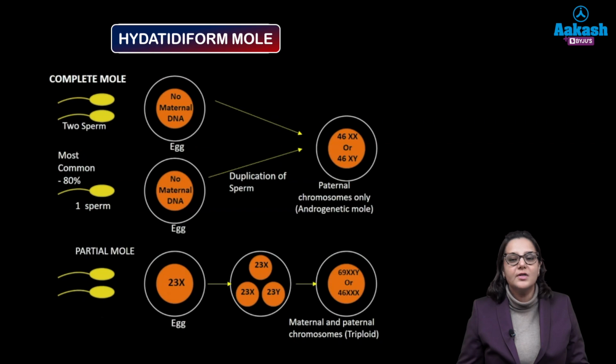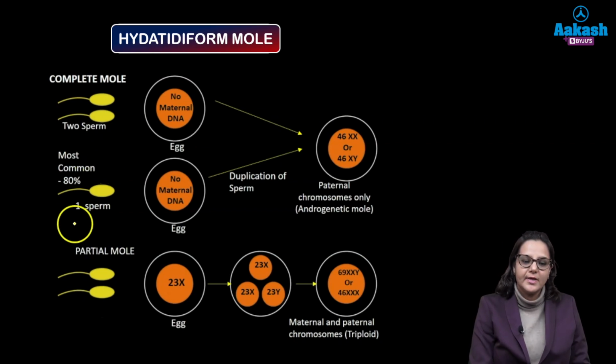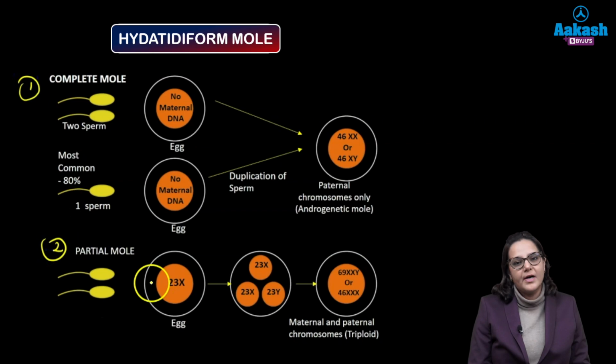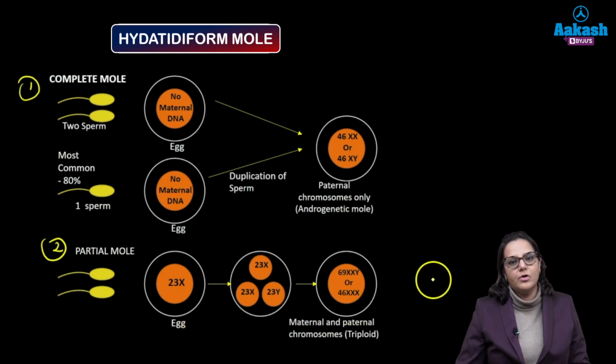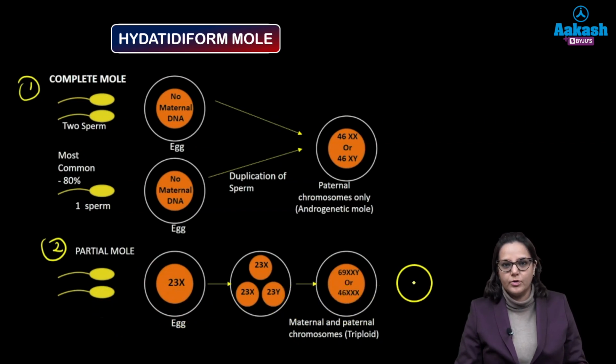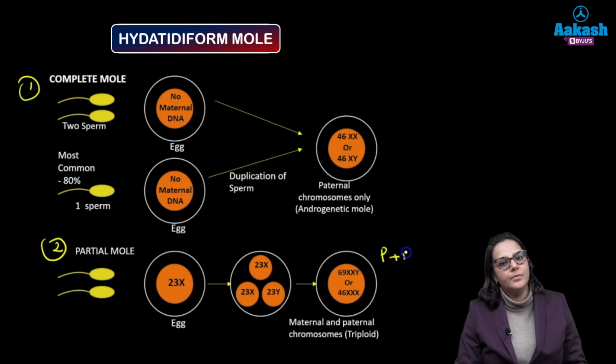So what is the pathophysiology behind the hydatidiform mole? A mole can either be a complete mole or a partial mole. In a partial mole, what happens is that a sperm fertilizes an egg and it leads to formation of a triploid zygote. So this is triploid and it contains both paternal and maternal chromosomes.